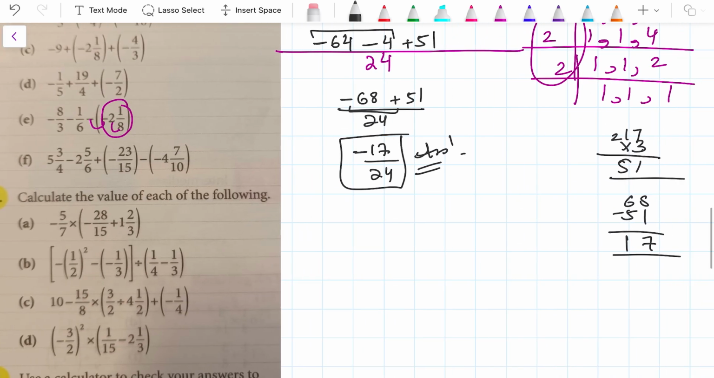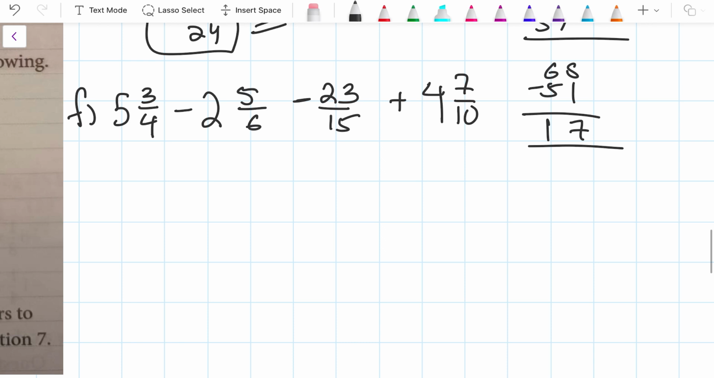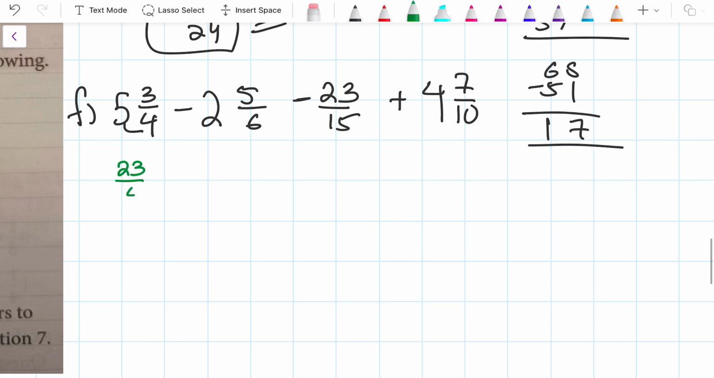Now let's look at question number part F. 5 whole 3 upon 4 minus 2 whole 5 upon 6 plus minus is a minus 23 upon 15 minus minus is a plus 4 whole 7 upon 10. Convert the mixed fractions into improper fractions. 20 plus 3, 23 upon 4. 12 plus 5 is 17 upon 6. 40 plus 7 is 47 upon 10.